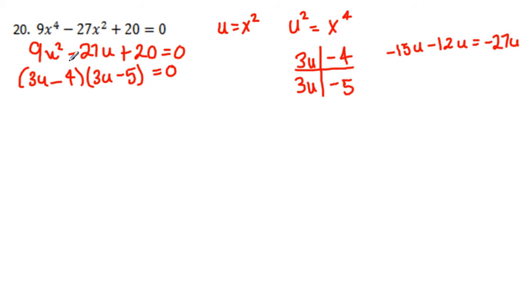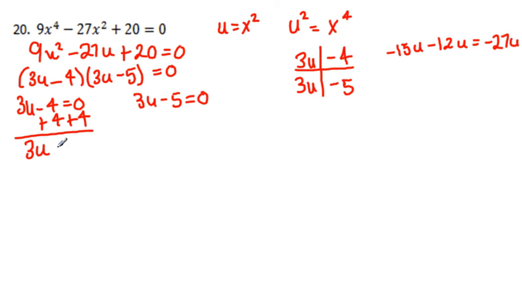Now, the case is I can either have this first one equal to 0 or the second one equal to 0. So I solve each one independently. So 3u minus 4 equals 0, or 3u minus 5 equals 0. Over here, to solve the one on the left, I'm going to add 4 to both sides. So I get 3u equals 4. Divide by 3, and we get u equals 4/3.